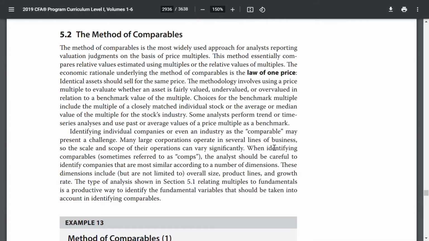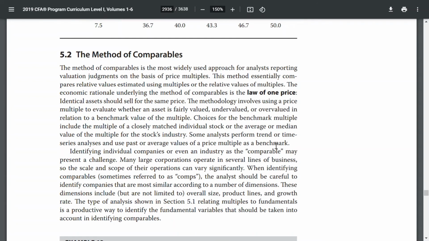The method of comparables. The method of comparables is the most widely used approach for analysts reporting valuation judgments on the basis of price multiples. This method essentially compares relative values estimated using multiples, or the relative values of multiples. The economic rationale underlying the method of comparables is the law of one price. Identical assets should sell for the same price.